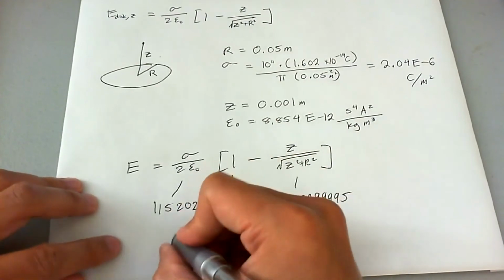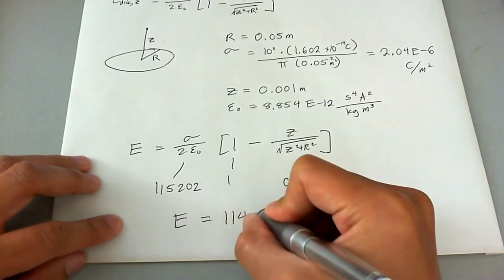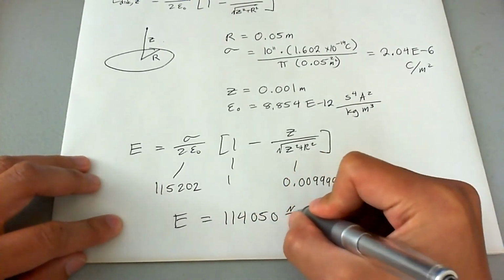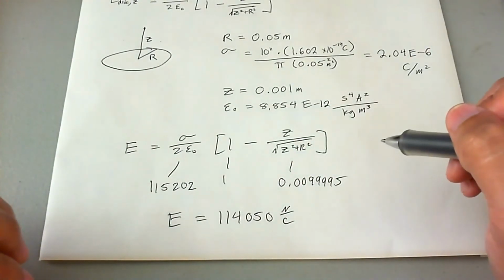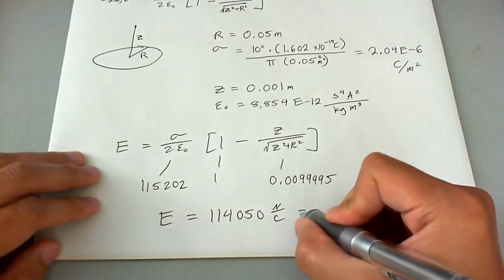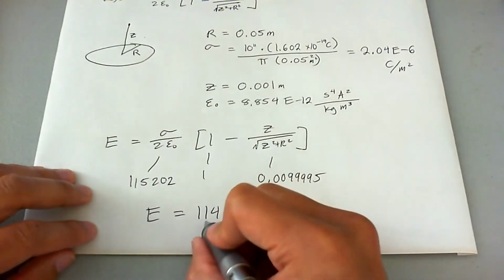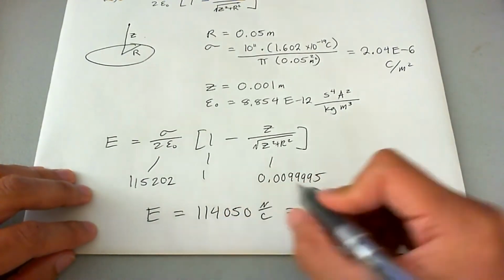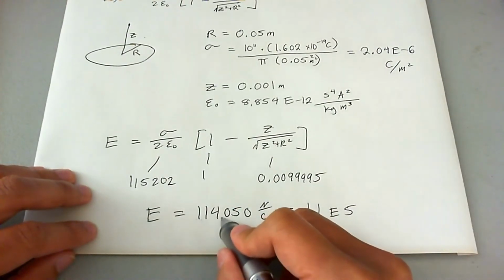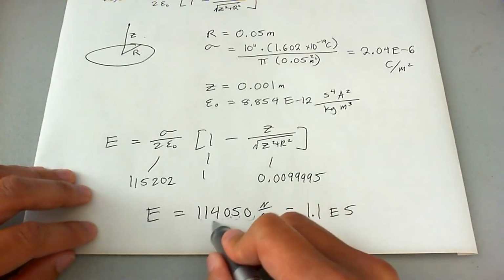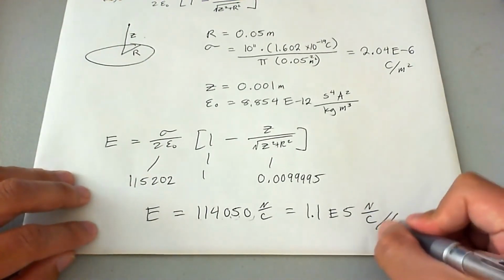So now what we're going to do is we're going to first calculate that, and then we're going to multiply it by this. This ends up being 114,050 newtons per coulomb. Okay, and if you do the units, they will all end up working out. If you want to get into two significant figures, let's go ahead and do that by making it 1.1 times 10 to the 5th power, since you had to move the decimal place over 1, 2, 3, 4, 5 times to get here. And it's going to be newtons over coulomb. That is your final answer.